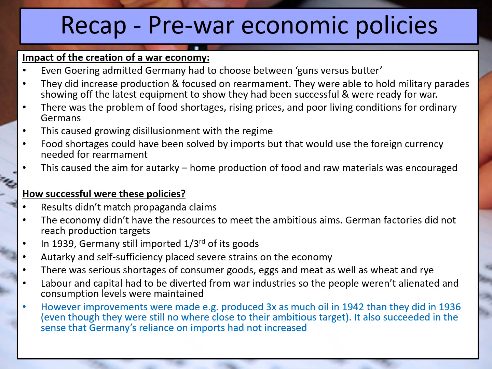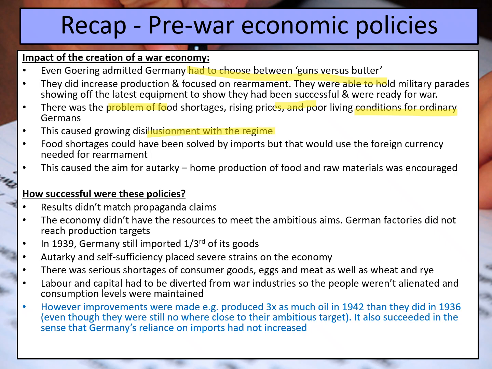Now, this 4-year plan did have a substantial impact on the German population. Even Goering himself admitted that Germany was going to have to choose between guns or butter. Essentially, it meant that there was reduced consumer goods as they were focusing their economy on the military instead. So there was a problem of things like food shortages, rising prices, and poor living conditions for a lot of ordinary Germans. And this had caused some disillusionment with the regime.